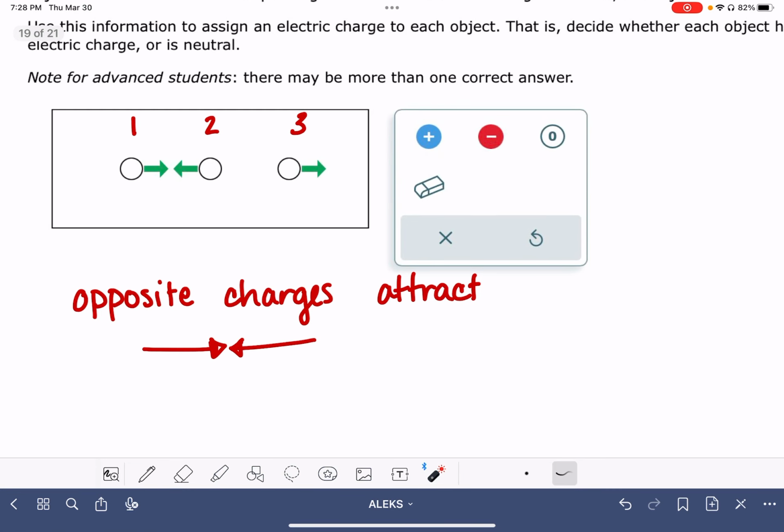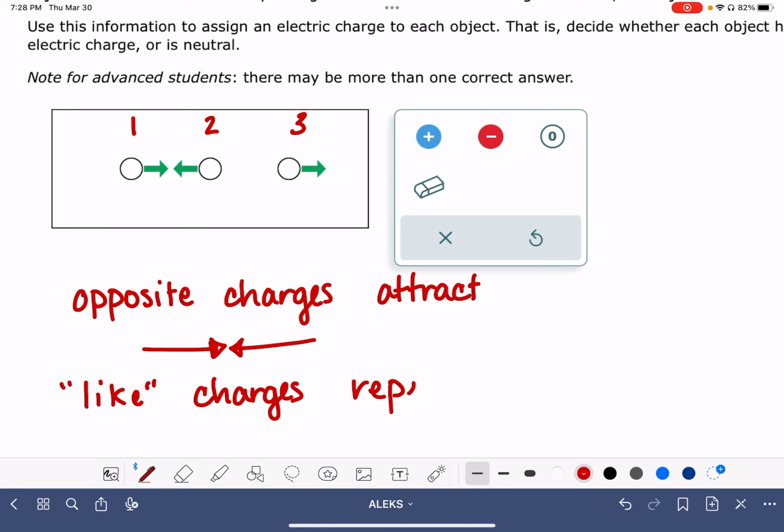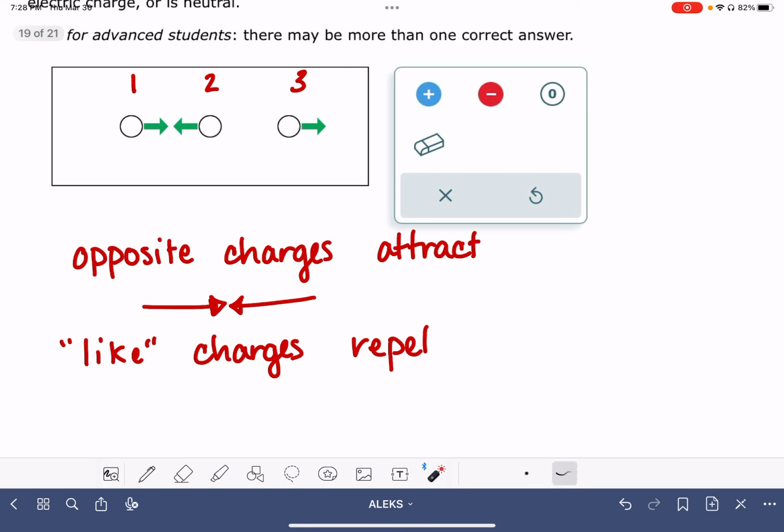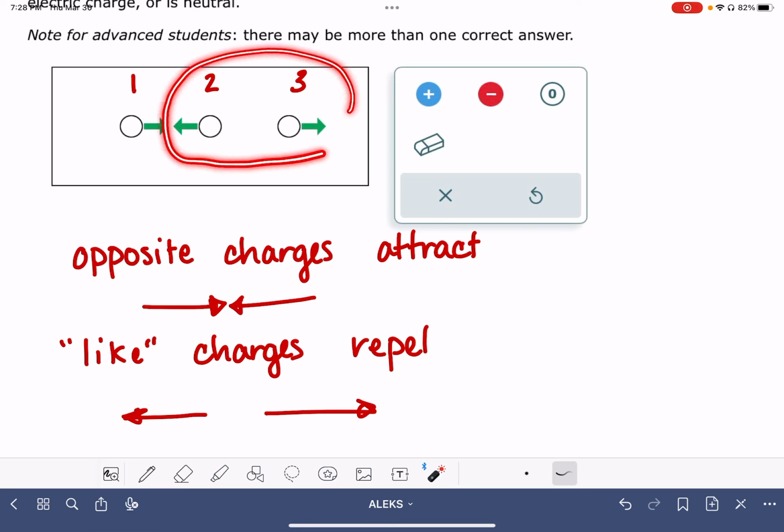And we also know that like charges, the same charge, similar charges, identical charges, repel. So if we have two objects that have the same charge, those objects' arrows are going to be pointing in opposite directions. And that's the situation that we have for objects 2 and 3. These two objects, because their arrows point in opposite directions, have the same charge or a like charge.